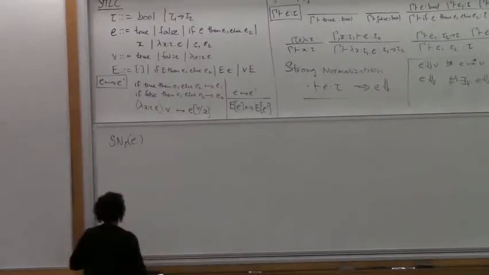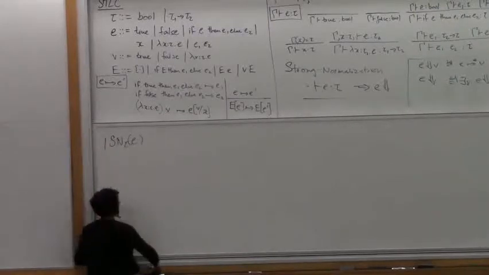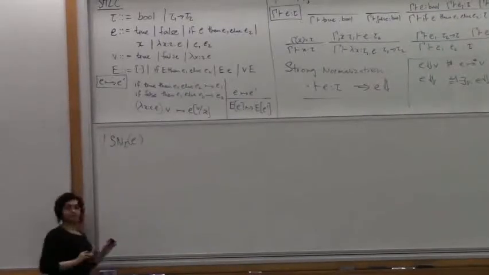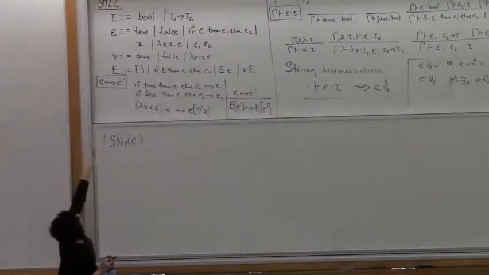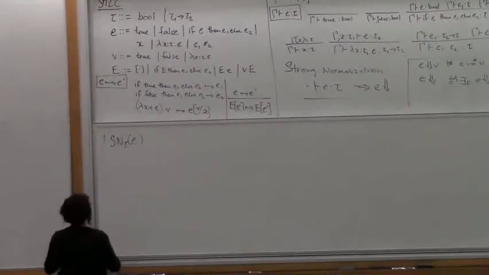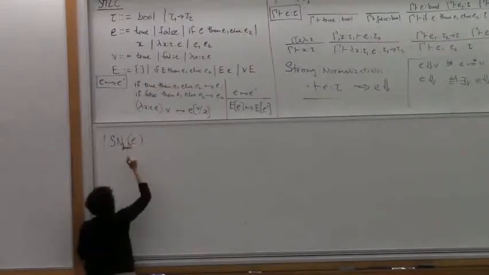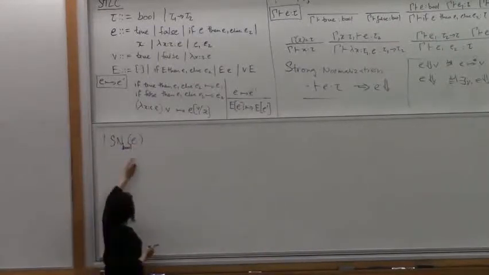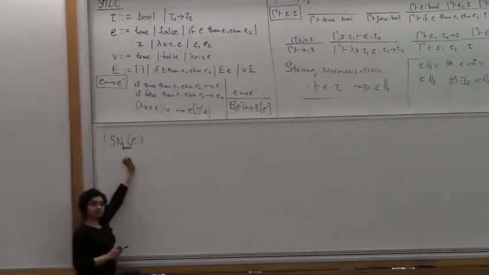All right, so what are our cases going to be? What types do we have to consider? My types are Booleans and tau1 arrow tau2. So I'm going to have two cases. All right, so for Booleans, we want to say that E, an expression E of type bool, is strongly normalizing.